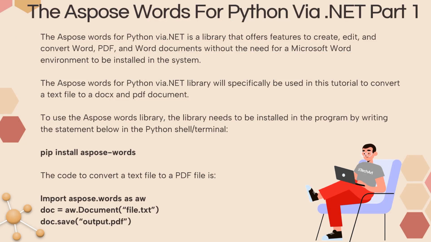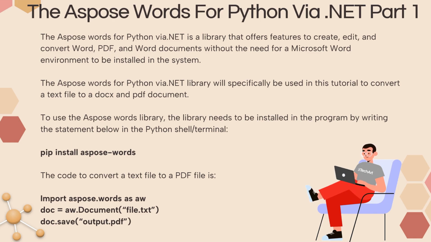Now, the last library that we're going to be looking at and learning in this video tutorial is the Aspose.words for Python via .NET. This library specifically, we're using it in a tutorial to basically learn how to download text files and make them into PDFs, which we've just seen already, or into a docs file format in a very easy manner. So let's understand what the Aspose.words library is.